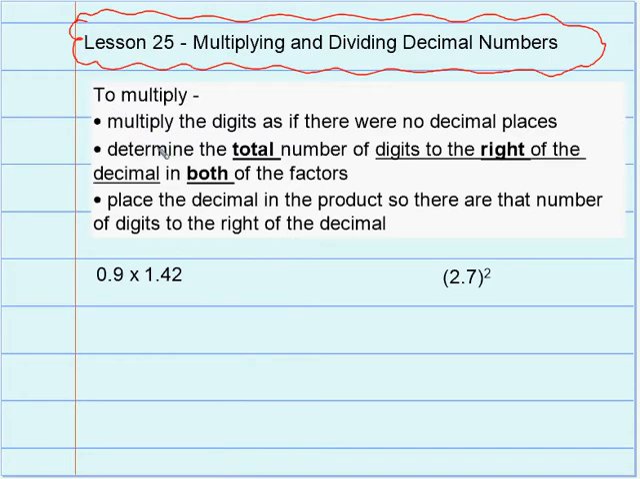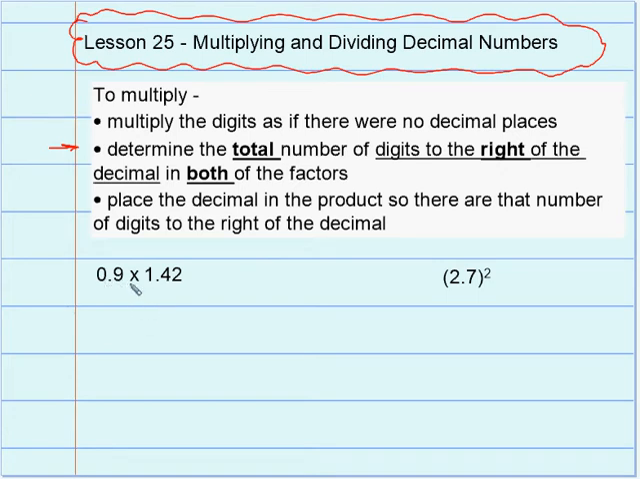To multiply decimal numbers, you multiply the digits as if there were no decimal places. Then you determine the total number of digits to the right of the decimal in both of the factors, and then place the decimal in the product so that there are that number of digits to the right of the decimal. Okay, so let's do 2 examples, and then we'll do a couple examples for division.